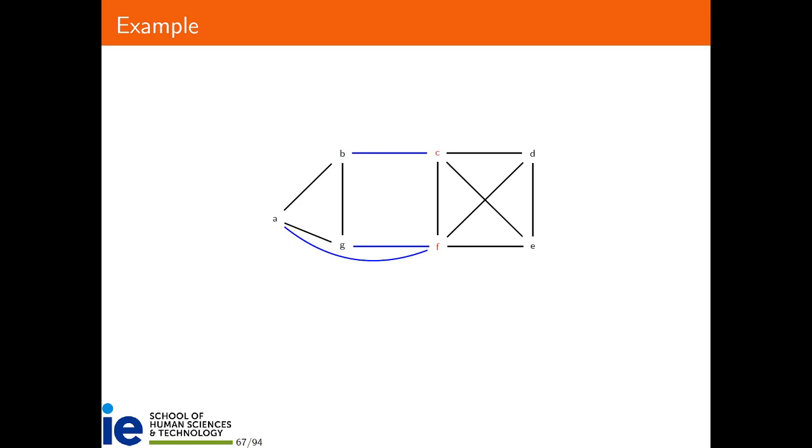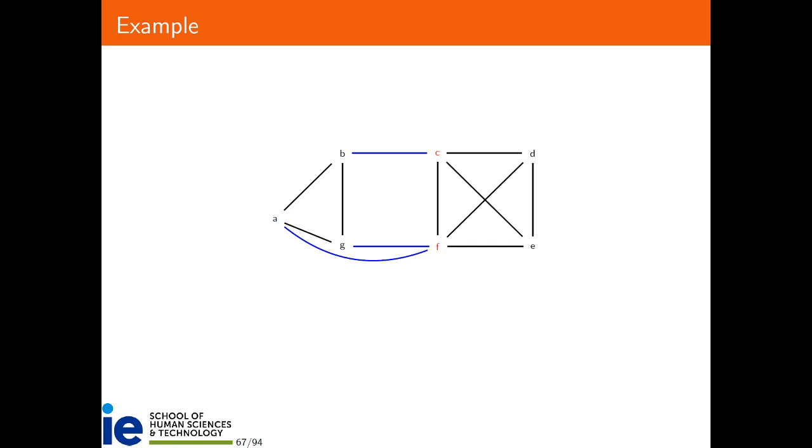So here I see that I have a connected graph and that all vertices have degree at least 3. So for example, A is connected to B, G, and F, B is connected to A, G, and C, and so on. So I know that vertex connectivity and edge connectivity are at most 3.